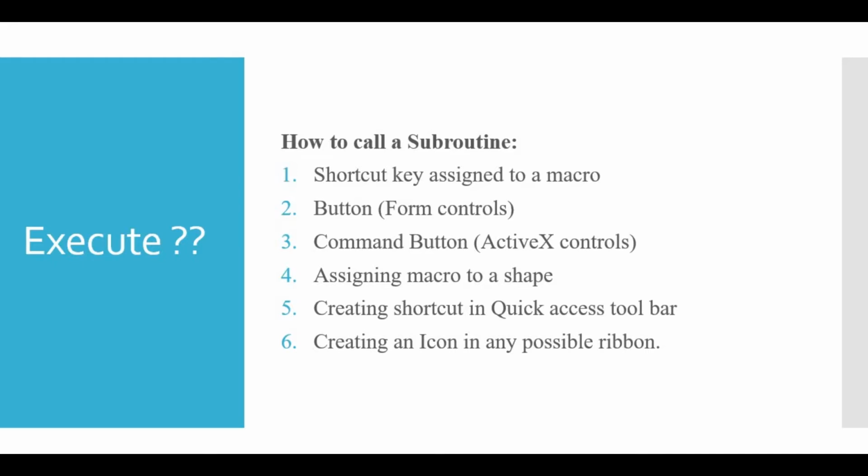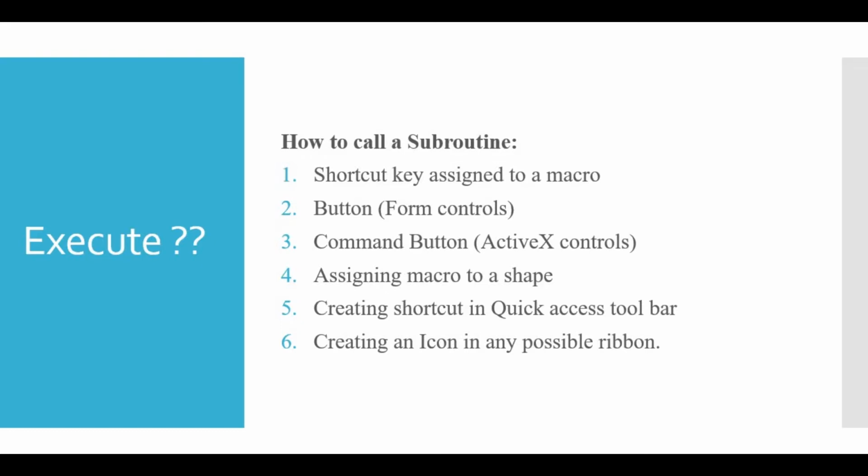One is creating a shortcut for the macro, which we have seen during the record macro option. Second is assigning a button to the macro, assigning a command button. There are 2 different buttons available. I'll show you during the demo. Fourth is assigning a macro to the shape. And fifth option is you can create a shortcut in the quick access toolbar. I'll show you which is the quick access toolbar during the demo, and creating an icon in the ribbon. If you have a space in any ribbon, you can create a shortcut over there. I'll show you how to do that.